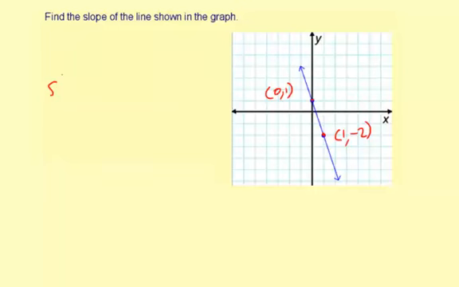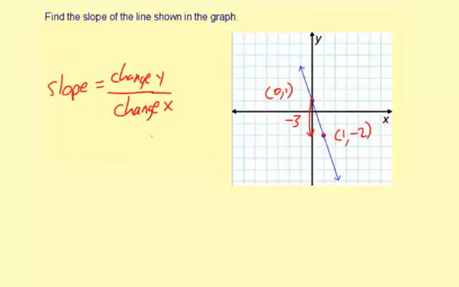Now the slope is the change in y divided by the change in x. So the y value goes from positive 1 to negative 2. So that's really a change of negative 3. And then the x value changes by increasing by 1.